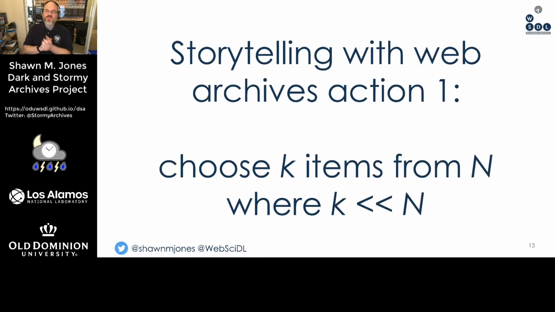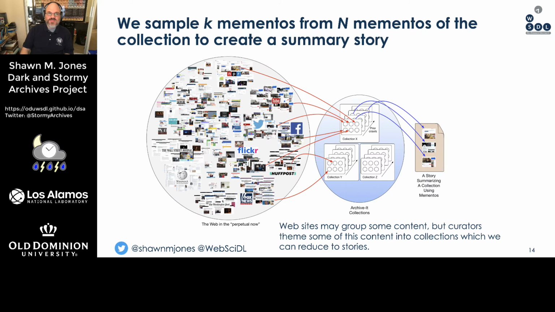So storytelling with Web Archives, action number one. We want to choose K items from N, where K is much, much smaller than N. Remember, Web Archive collections, in this case, have N mementos in them, N being thousands or hundreds of thousands of documents. And we want to choose K, around 28 items from those collections. So we sample our K mementos from the N mementos of the collection to create our summary story.